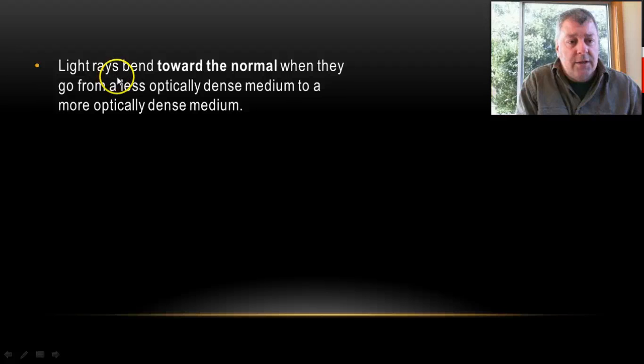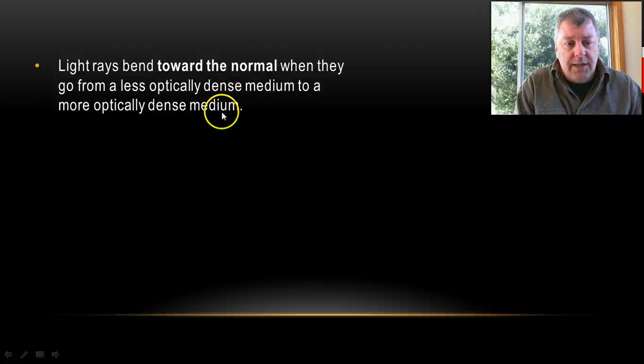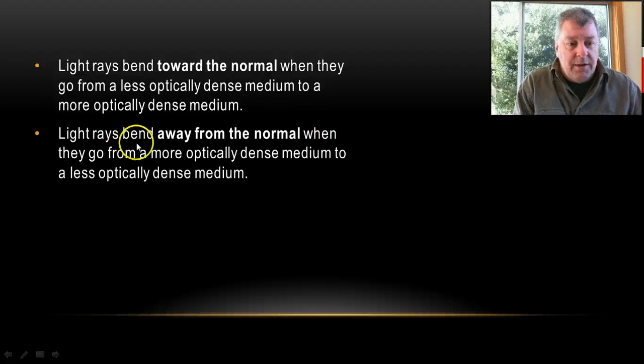So light rays bend towards the normal when they go from a less dense medium to a more optically dense medium. So let's just say that again. Light rays bend towards the normal when they go from a less optically dense medium to a more optically dense medium. They bend away from the normal when they go from more optically dense to less optically dense.